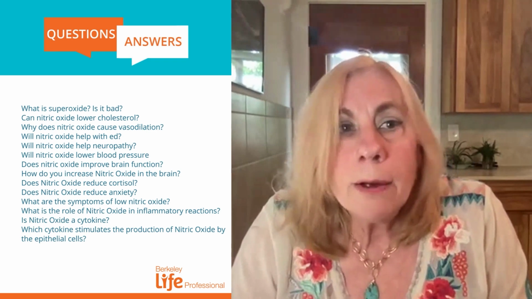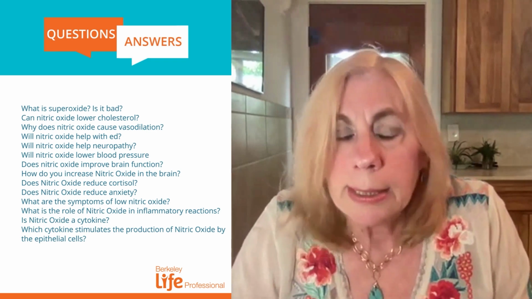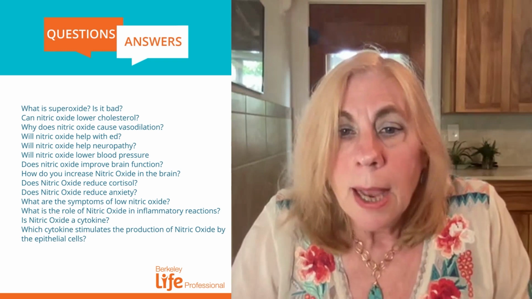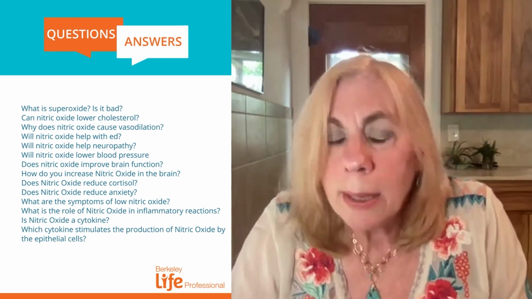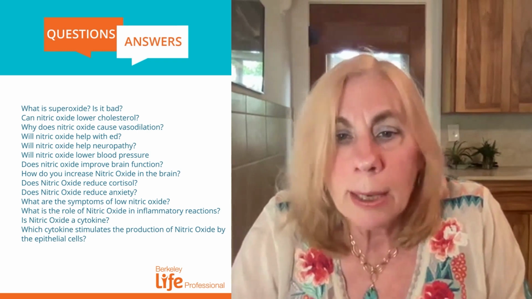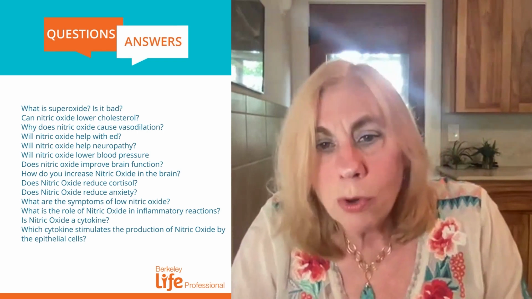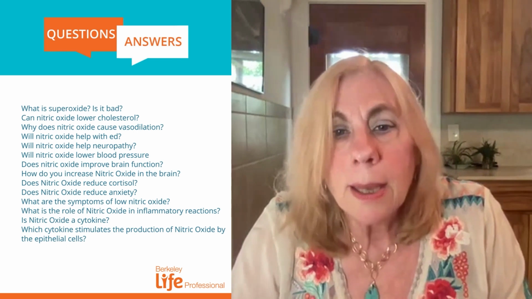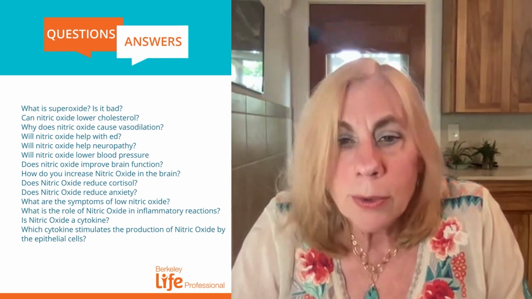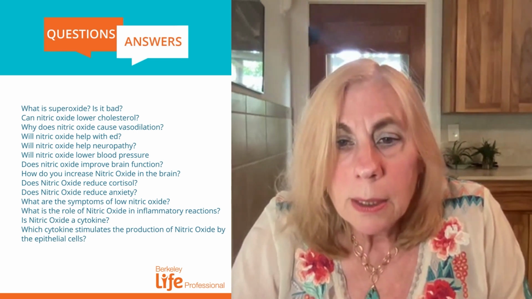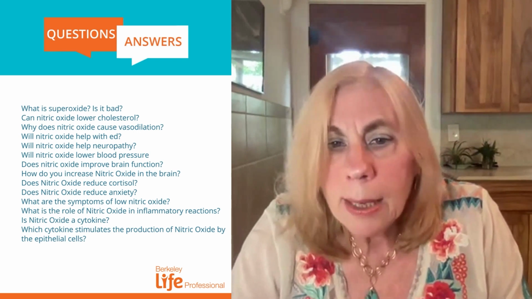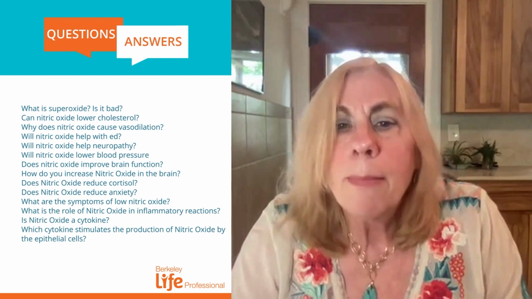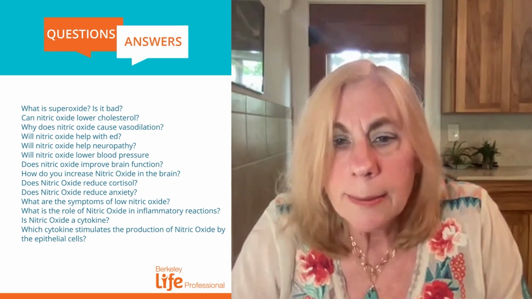Nitric oxide governs mitochondrial biogenesis and the health of the mitochondria. So with depleted nitric oxide, your mitochondria are not functioning correctly. They are making more superoxide, uncoupling that electron transport chain. So there's not one process in our body that is not touched by low nitric oxide.